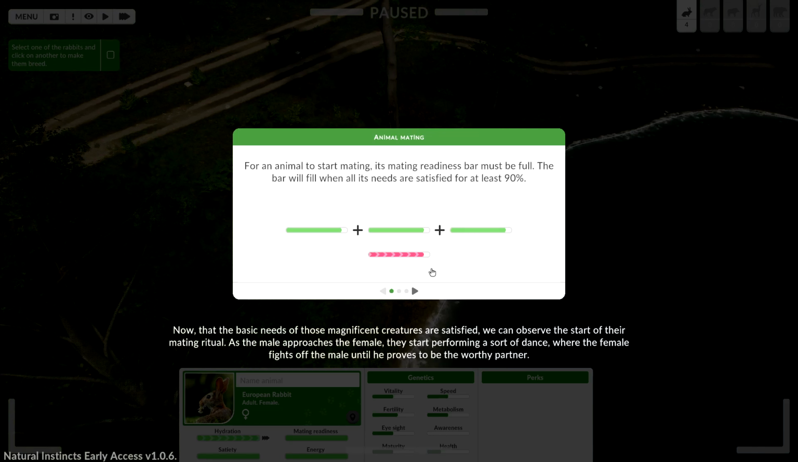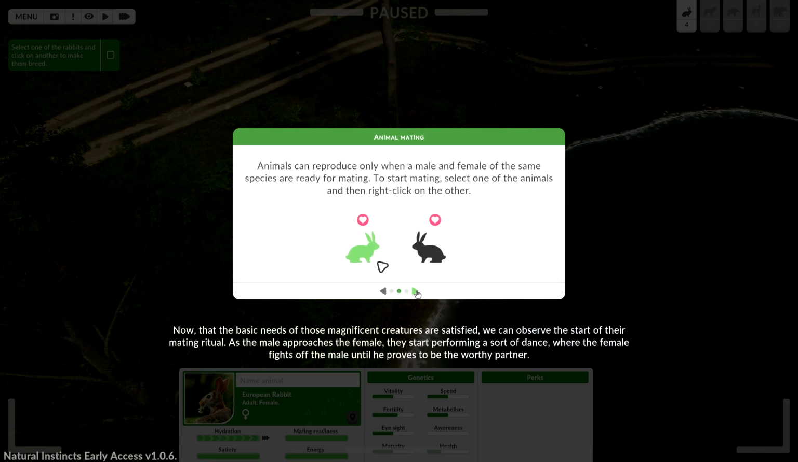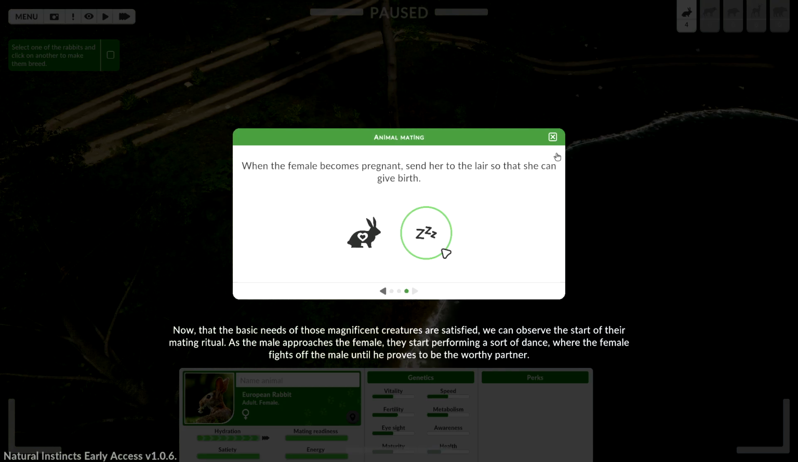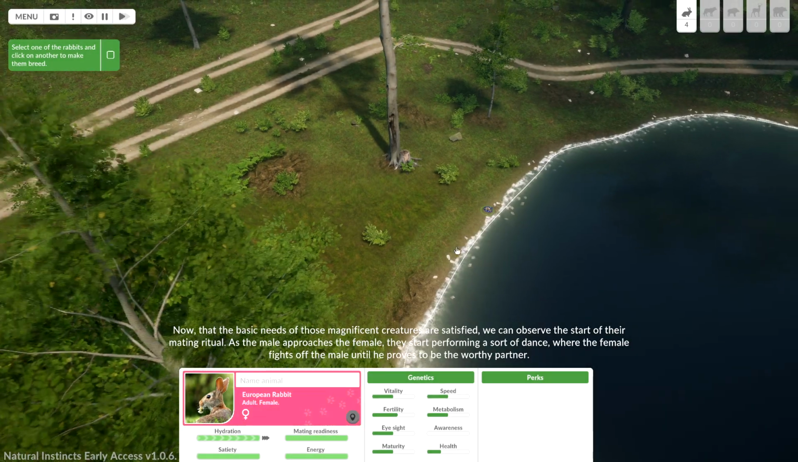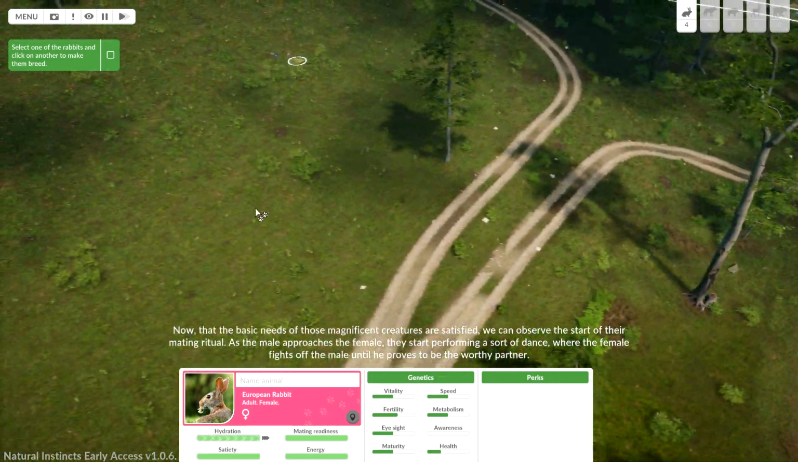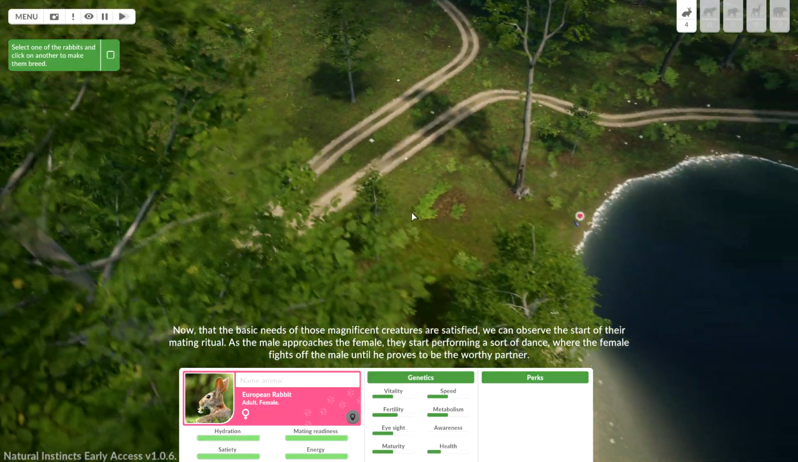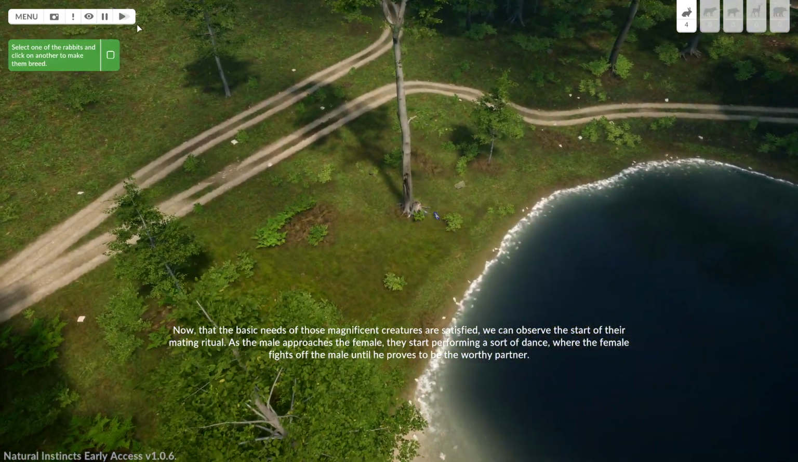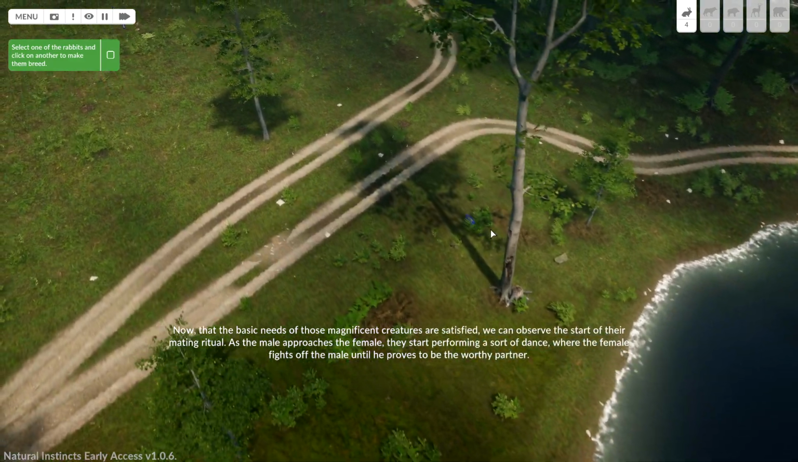Now that the basic needs of those magnificent creatures are satisfied, we can observe the start of their mating ritual. As the male approaches the female, they start performing a sort of dance where the female fights off the male until he proves to be the worthy partner.